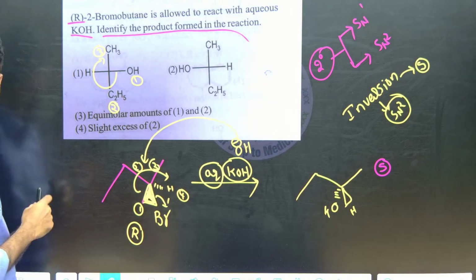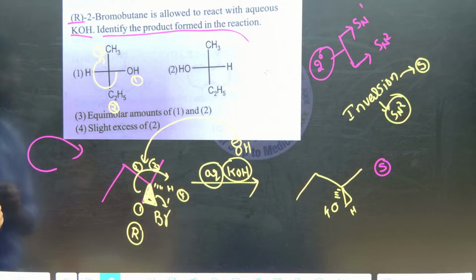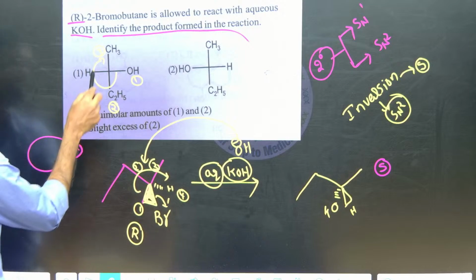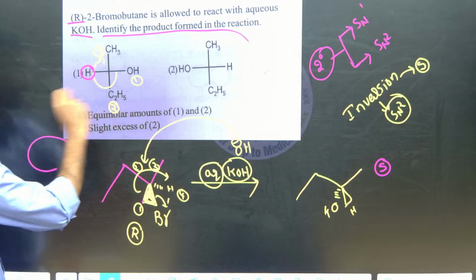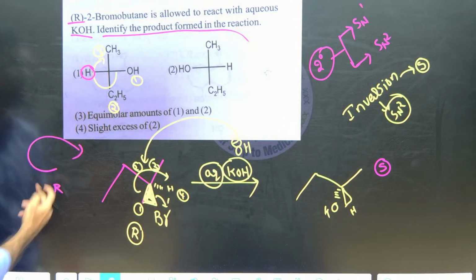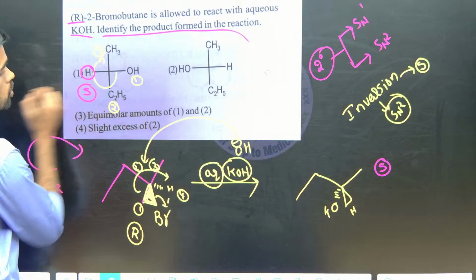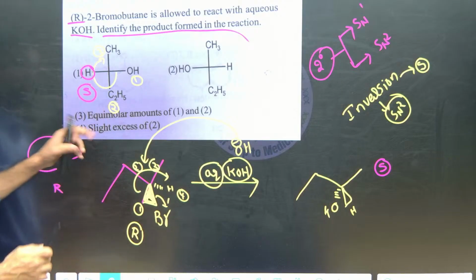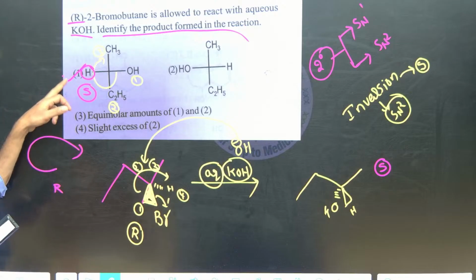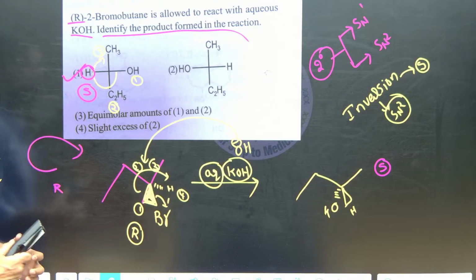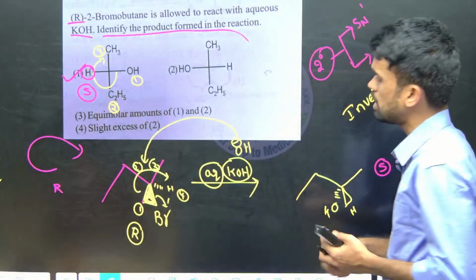Clockwise direction, it should be R, but the least priority group should be on a horizontal line, then the configuration becomes opposite. So this is S. So R is becoming S now. Yes, this is our SN2 product. So this is our SN2 product during the reaction. This is how you need to identify what type of product.